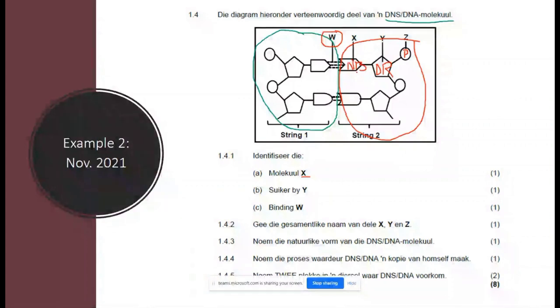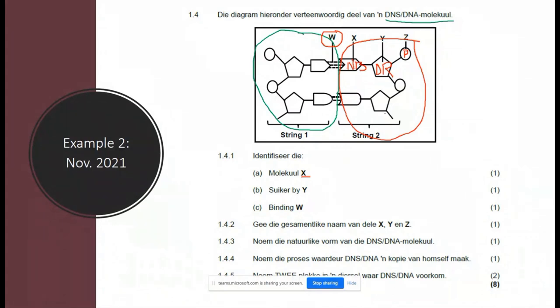But what's very important, here they want you to identify it's a nitrogen base, okay? So if you wrote thymine, they would give you the correct answer. But in this case, X is a nitrogen base. Because nowhere on the diagram do they give us a clue whether that is adenine, or this is cytosine and guanine. So that's a nitrogen base.